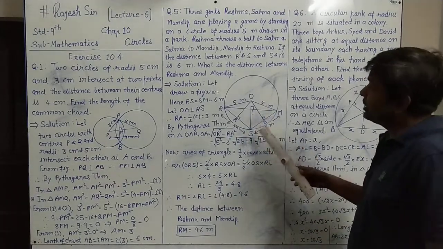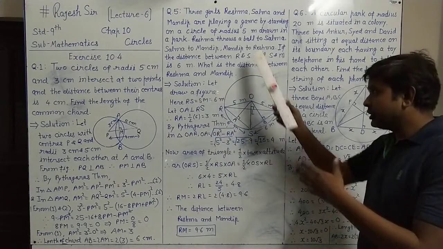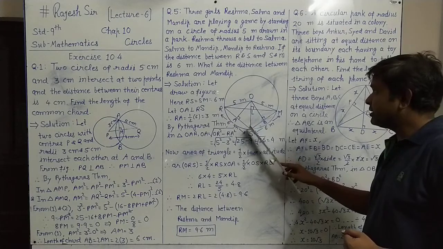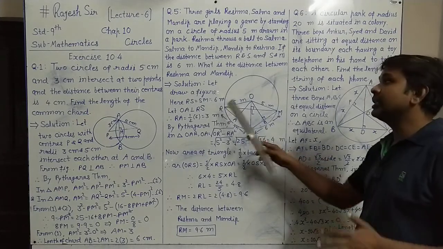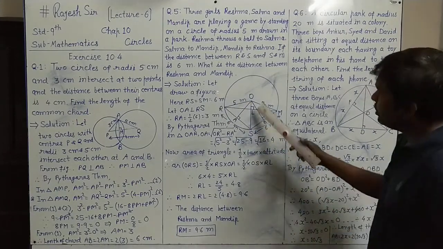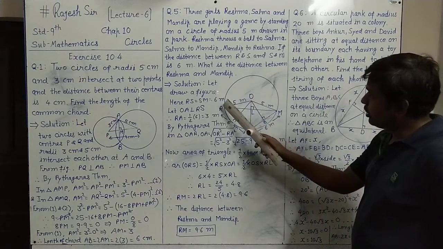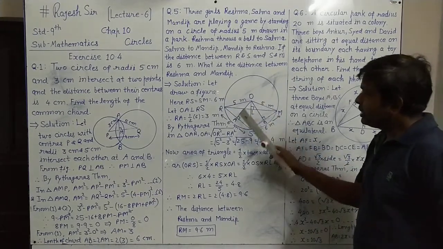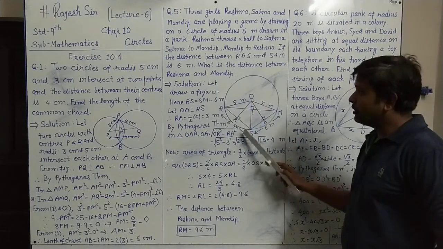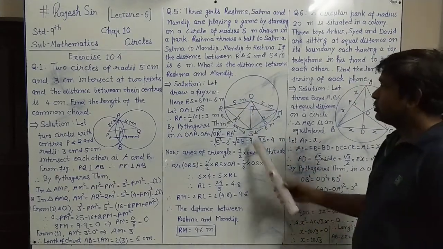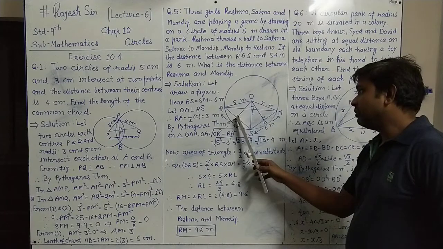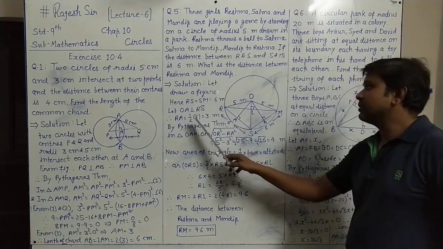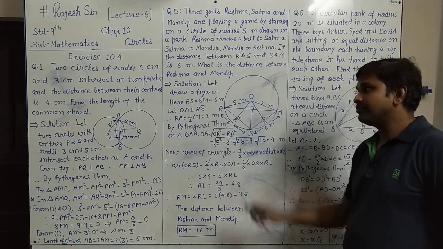So from the figure, let's draw the figure for the situation. Here RS equals SM equals 6 meter, it is given. If I draw the perpendicular from the center to the chords, OA and OB on this side also. So OA is the perpendicular from the center to the chord, it will bisect the chord. Therefore RA will be half of RS. Half of 6 is 3 meter.